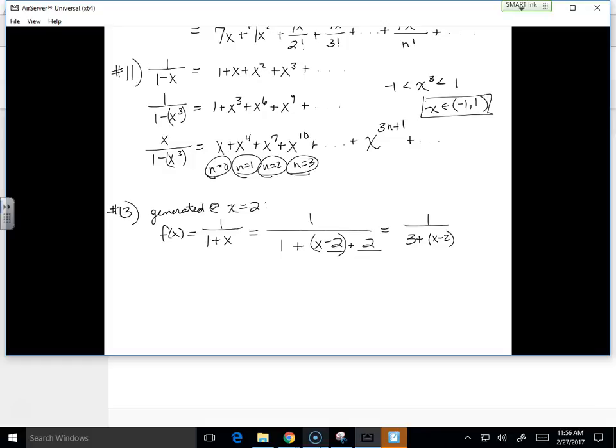Yeah, so I'm going to go ahead and keep going and say, alright. 1 over 3 minus a negative x minus 2. Right? But who still doesn't belong? Mm-hmm. So I need to go ahead and factor out a 3.